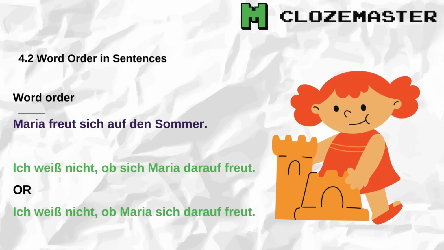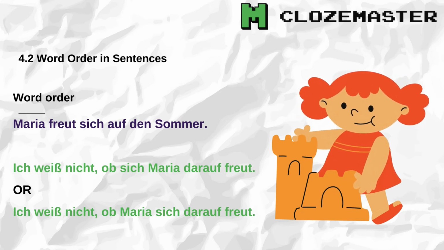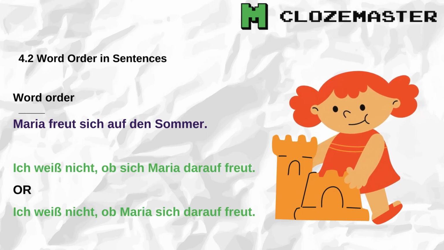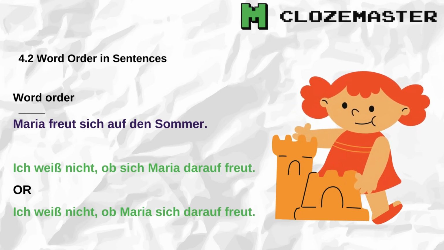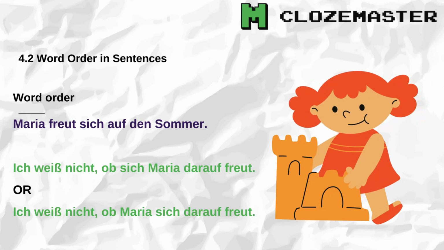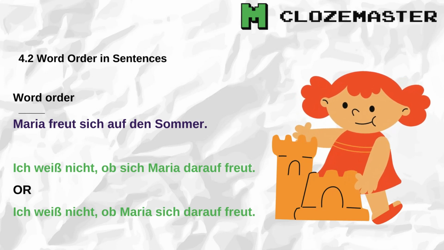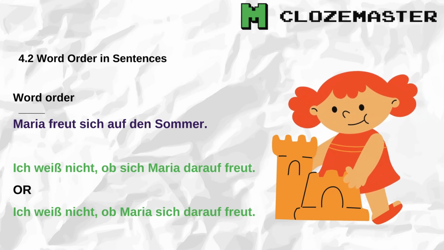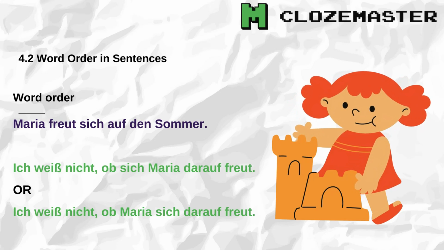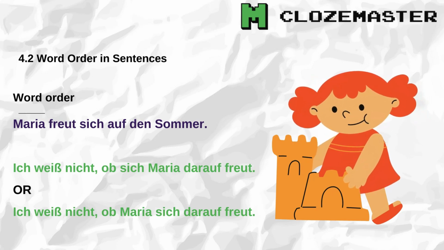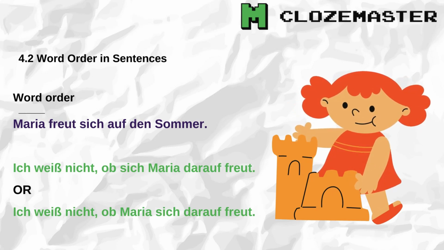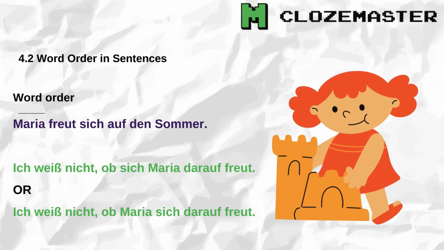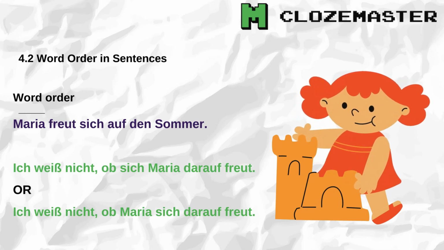So we have two options. We can have ob followed directly by the reflexive pronoun and then the subject, or the other way around, ob followed by the subject and then the reflexive pronoun. Of course, we could be using other connectors such as dass or wenn, which also introduce subordinate clauses. It will function exactly the same, and both of these sentences are correct.